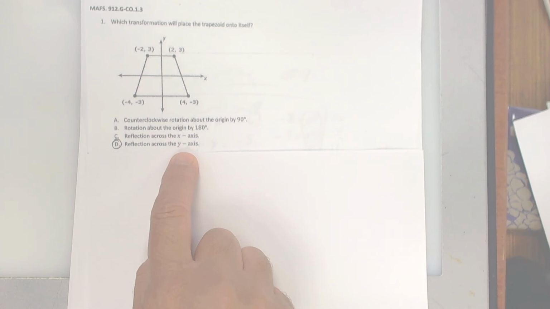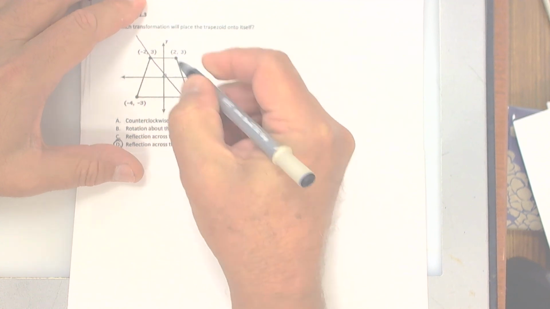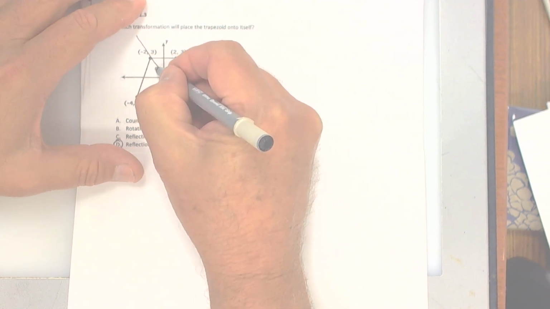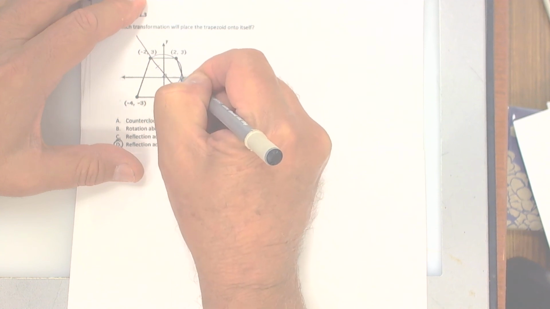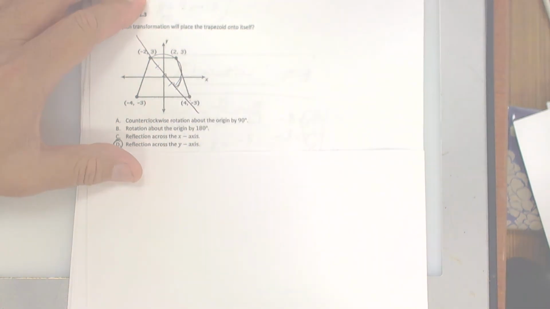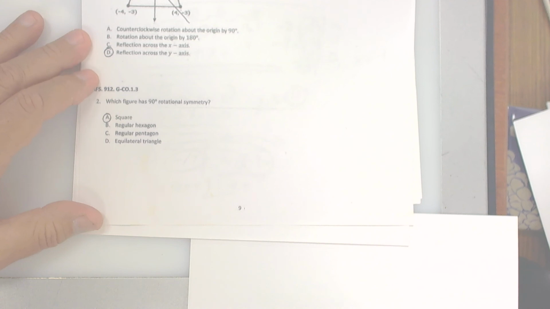Rotation about the origin. Well, remember rotation, here's the origin. So if you rotate this point, you see the distance from here to here has to equal the distance from here to here. Now, no, mine's not perfect, but it's certainly not going to be that one. So it's going to be a reflection over the y-axis. Okay, let's keep moving.